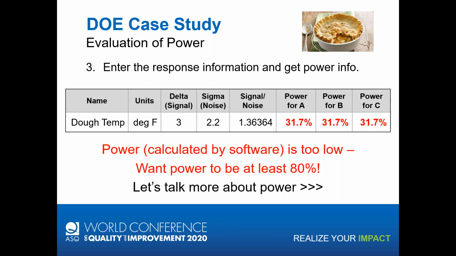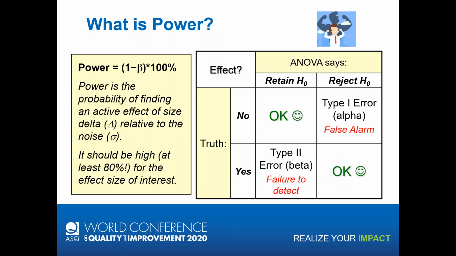That's just a rough guideline. Somewhere in that 75 to 80% likelihood is a good guideline, so that you have enough probability that you're going to find the significant effects, that it works. So let's just talk a little bit more about power, since that's one of the things that we came here for.